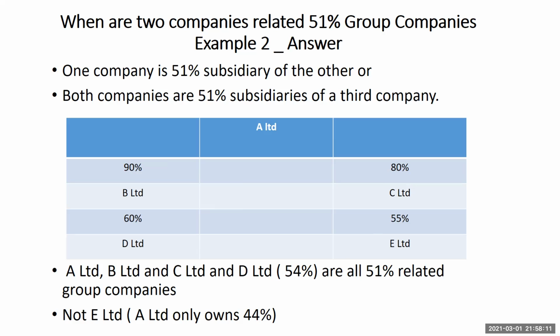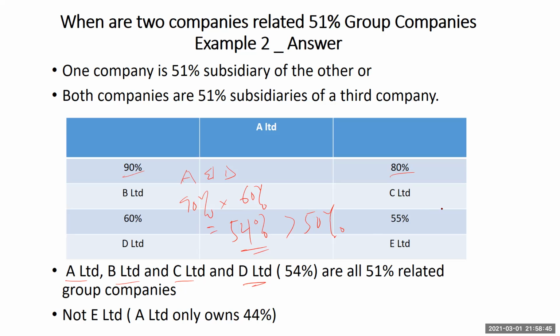So you realize that here, A owns 90% of B and 80% of C. So it is easy to compute and find that A, B, and C are related. But the relationship between A and D, which was 90% times 60%, gave out 54%, which is greater than 50% of the shareholding. So in this case, D is also part of the group.